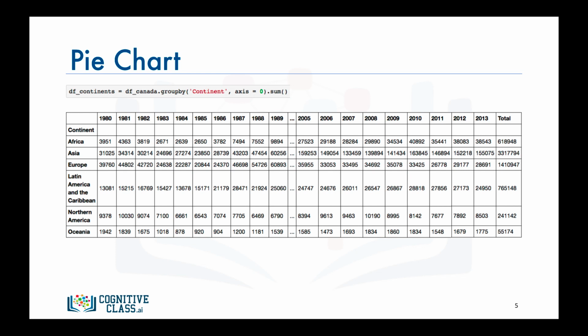The resulting data frame has 6 rows, each representing a continent, and 35 columns representing the years from 1980 to 2013 plus the cumulative sum of immigration for each continent. And now, we're ready to start creating our pie chart.